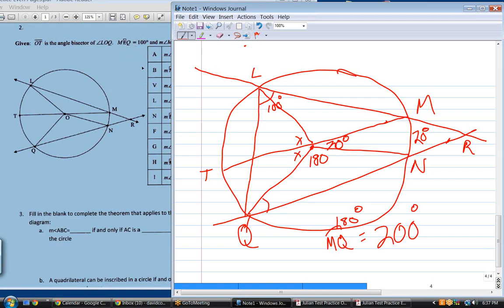That can't be. Because if MLQ is 100, then arc Q to M is subtended by that, right? In other words, L goes to there, and then it goes to here. So if that's 100 degrees, this has to be a 200-degree arc. That is 20 for sure. Which would leave only 180 for this, which would make that 180, which is impossible. So I feel like there's definitely a typo.